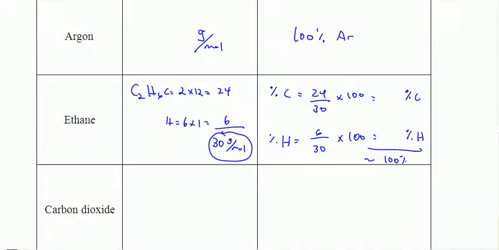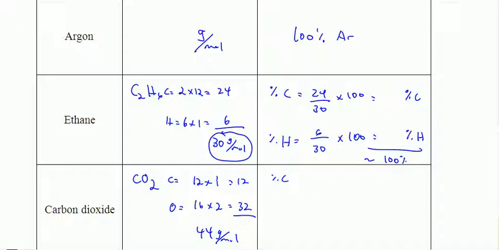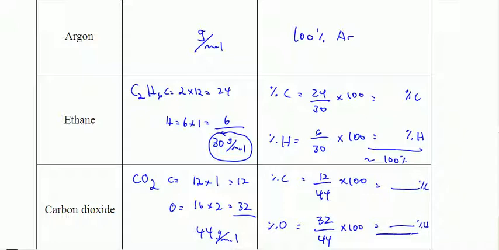For carbon dioxide, it's CO2. So you have carbon which is 12, times 1, and you have oxygen, which is 16, times 2, so you have 12, 32, this is 44 grams per mole. So for percent carbon, you take the total carbon, which is 12, divided by 44, multiply that by 100, and you take the total oxygen, which is 32, divide that by 44, and multiply that by 100. And you get your percent carbon and your percent oxygen, and they should all equal to around 100%.